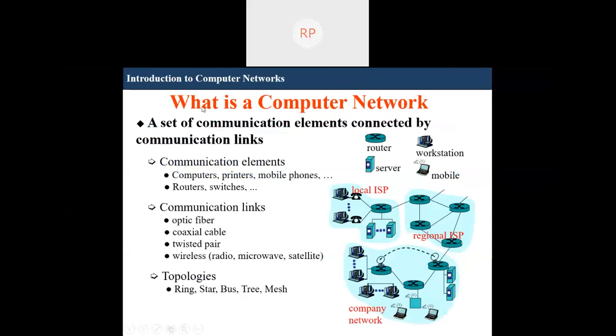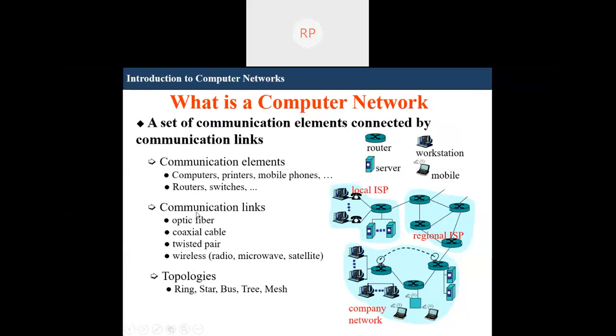These are some components in a computer network. So what is a computer network? It's nothing but a set of communication elements connected by communication links. So what are the different elements? This is the router, this is the workstation, that one is the mobile, and this is the server. Those are the different communication elements. Communication elements may be computers, printers, mobile phones, routers, switches.